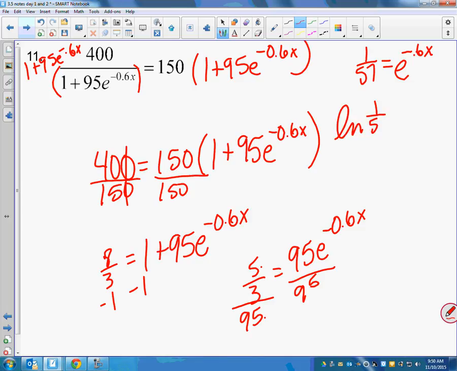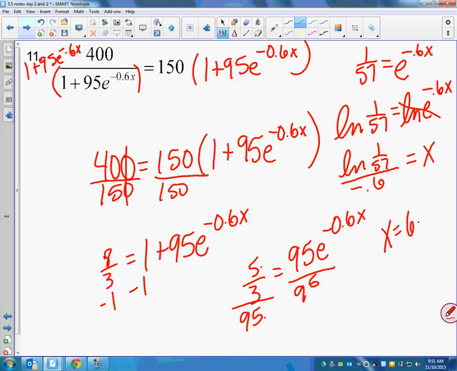I think we should get ln of 157 equals ln of e to the negative 0.6x, because ln of e is how that's going to cancel out. So ln of 157. To get x by itself, I'm just going to go ahead and say dividing by negative 0.6. That's not a pretty exact answer, but that's an exact answer: ln of 157 divided by negative 0.6.